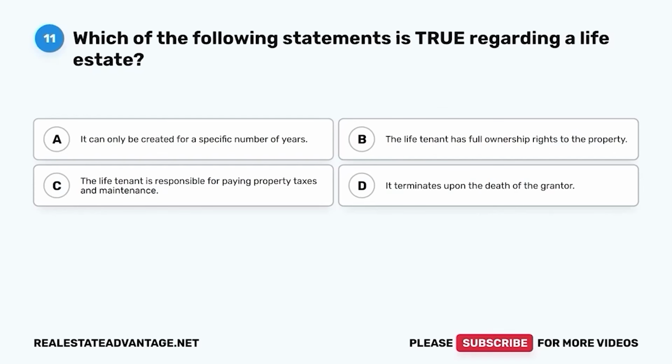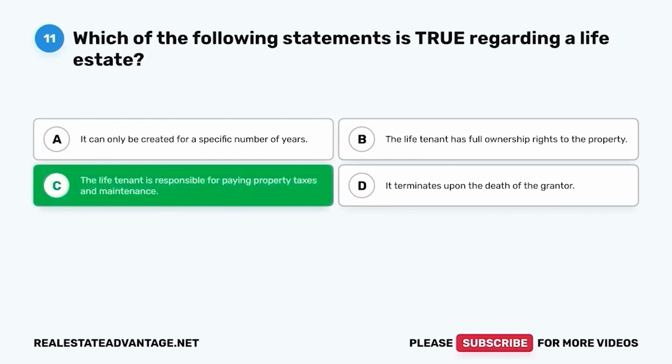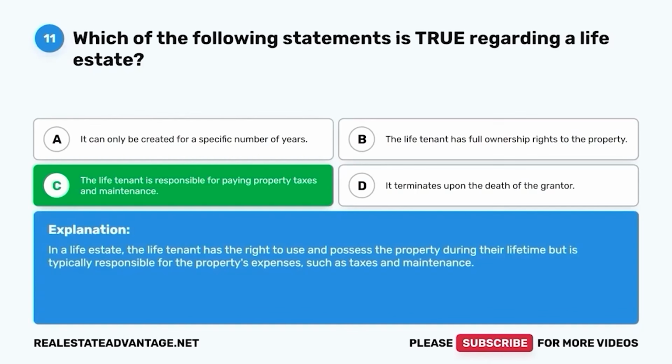D. It terminates upon the death of the grantor. The correct answer is C. The life tenant is responsible for paying property taxes and maintenance. In a life estate, the life tenant has the right to use and possess the property during their lifetime, but is typically responsible for the property's expenses, such as taxes and maintenance.